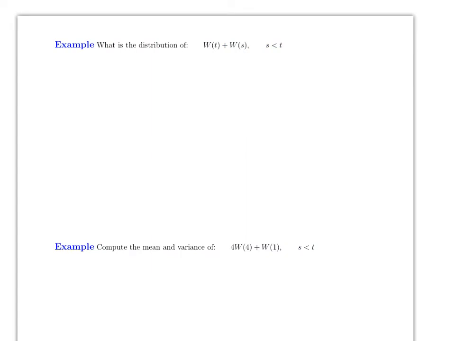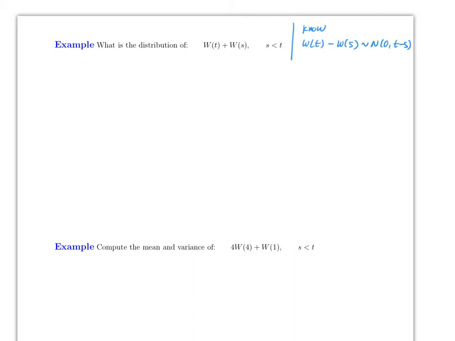All right, now let's do a couple of examples to see how Brownian motion behaves. So here is the first question. What is the distribution of Wt plus Ws where s is less than t? Well, we already know that Wt minus Ws is normal 0, t minus s. But that doesn't mean that these two are the same, okay? So you have to go back to what you know, which is this.